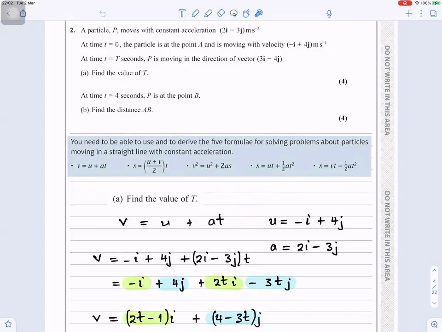And u is minus i plus 4j from the question, and a is 2i minus 3j. We substitute that in, we put in u, put in a, and then we put the i's together. So it's 2t minus 1 all i, and then 4 minus 3t all j. So that's what your velocity would be.